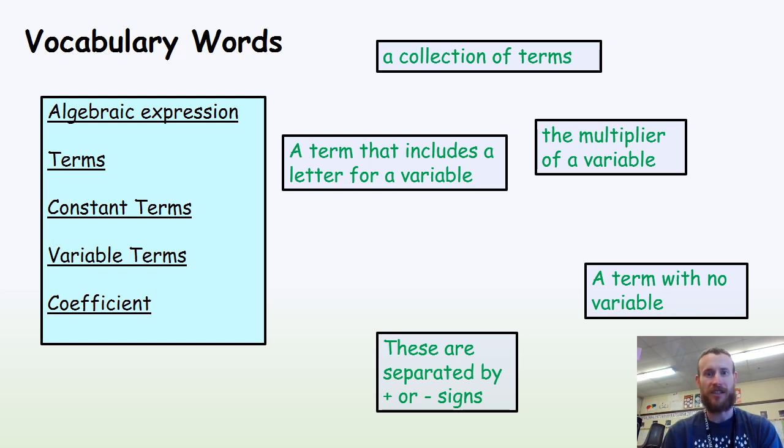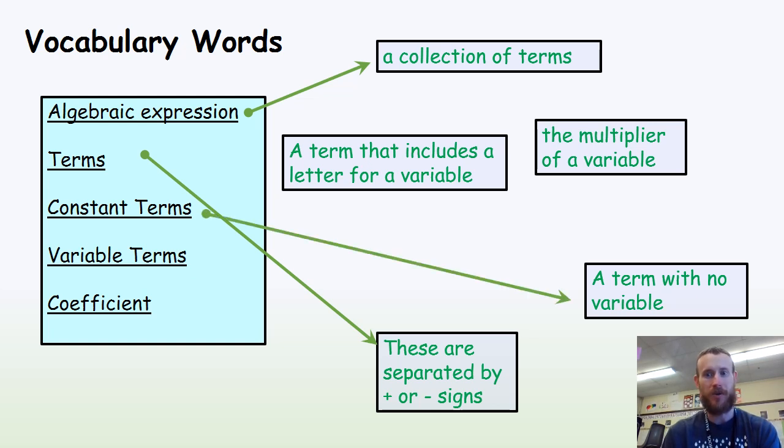So let's see, algebraic expression, that is a collection of terms separated by plus or minus signs. Terms themselves are separated by plus or minus signs. So an algebraic expression is made up of terms. Constant terms, well, those are terms with no variable. Variable terms include a letter for a variable. And the coefficient is the multiplier of the variable. So good job matching those vocabulary words.